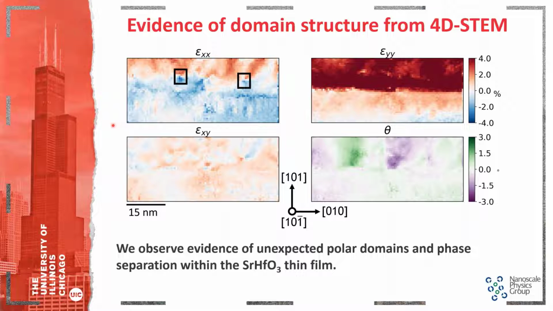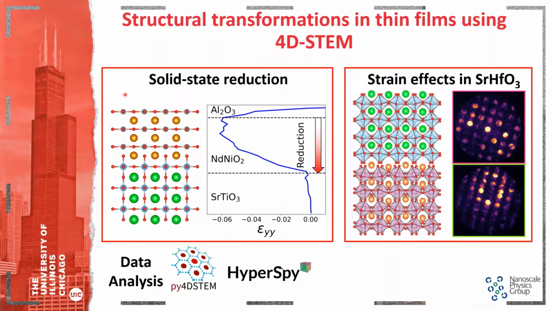But what we wanted to show here is that using 4D STEM, we can look at different aspects of structural characterization. For example, I showed that using 4D STEM, we can look at the extent of reduction in solid state nickelate thin films. And using 4D STEM again, we can look at the strain effects in strontium hafnate films under high compressive strain. ClearView allows us to do these experiments at very high frame rates with high accuracy. And I would like to acknowledge the Py4DSTEM and HyperSpy Python packages that I used to analyze all the data I showed here.